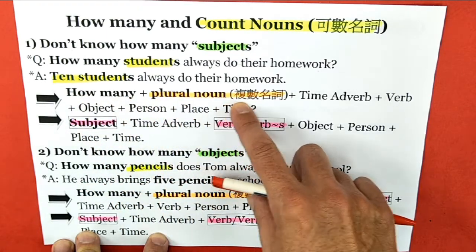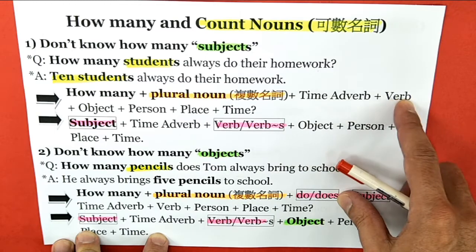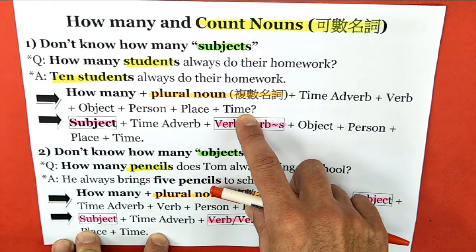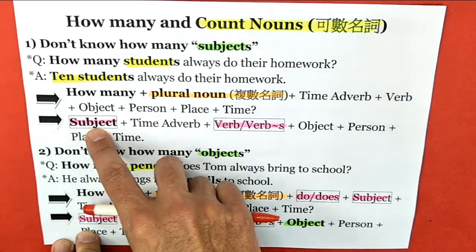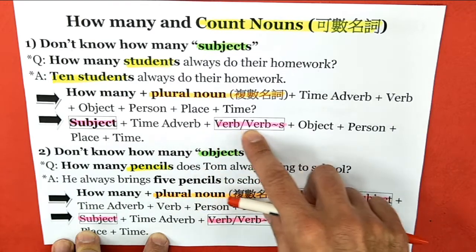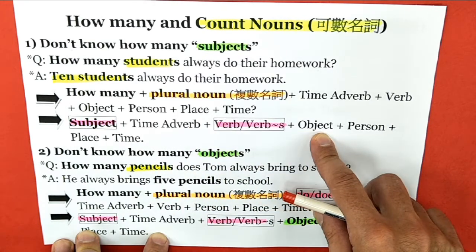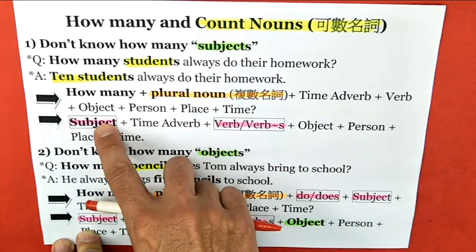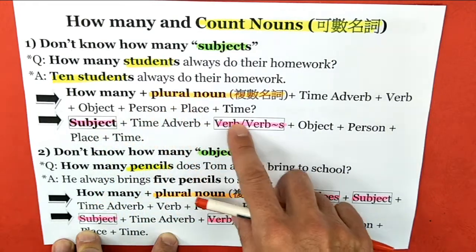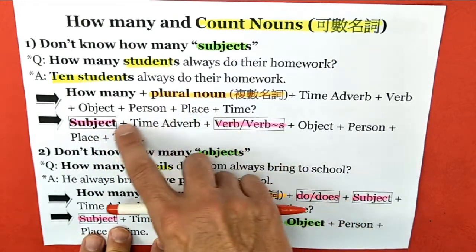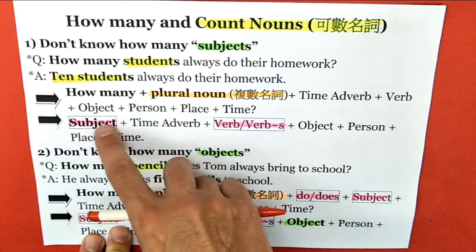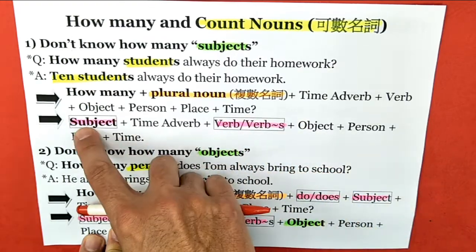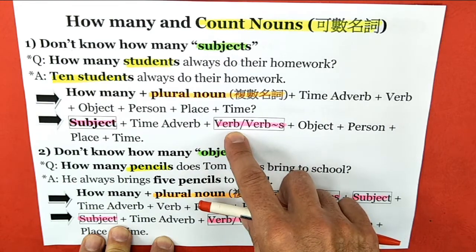How many plus plural noun plus time adverb plus verb plus object plus person plus place plus time. We answer subject plus time adverb plus verb or verb plus s plus object plus person plus place plus time. Remember, the subject and the verb must agree. In English, this is called subject-verb agreement. 1 subject, we need verb plus s. 2 or more, we can use the verb.